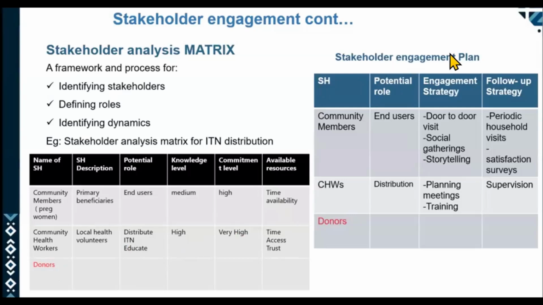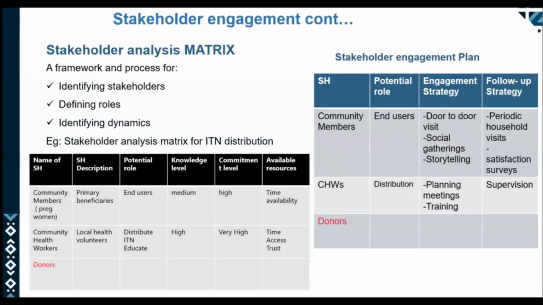I also want to come up with a stakeholder engagement plan. So the stakeholder engagement plan enables you to know how you're going to involve each of these stakeholders, not just knowing that they're going to be part of the project, but knowing how they are going to be part of the project. You have the community members, which are the end users. You know that the strategy is that you're going to do door-to-door meetings, you're going to do social gatherings, and also you're going to have storytellings where you tell them about the benefits of using ITNs.